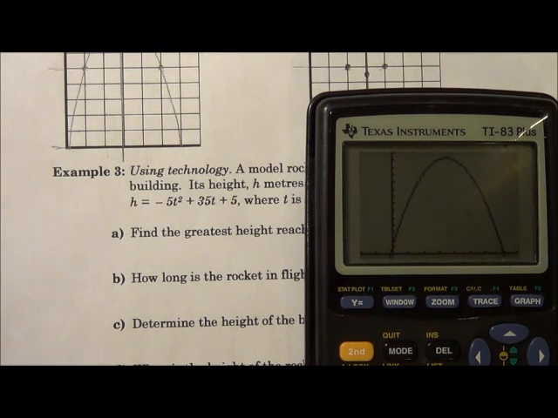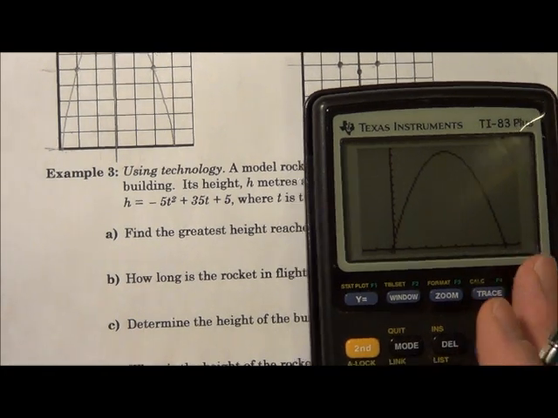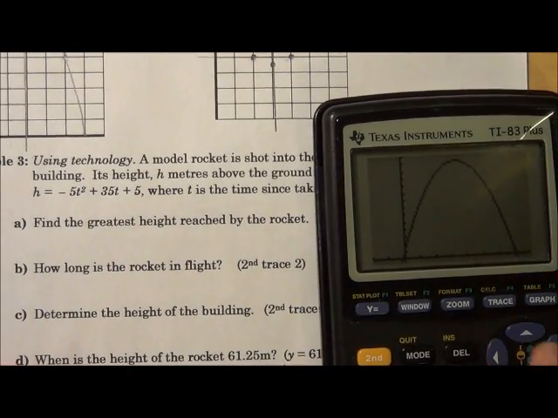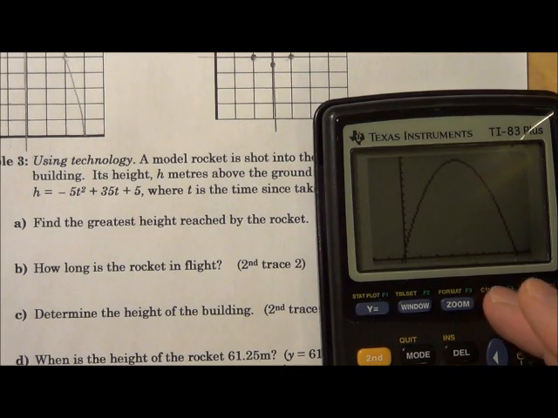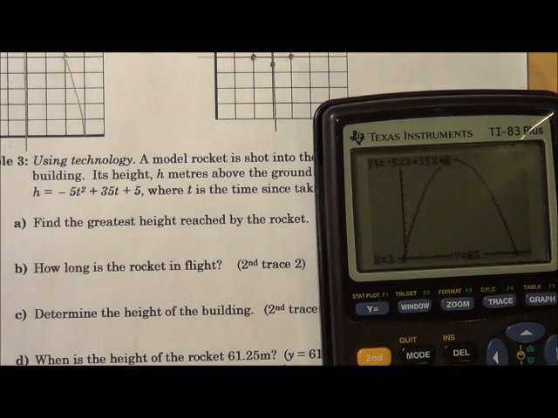Now, we can start doing some guessing if we like. The question asks us, what is the greatest height reached by the rocket? So if we hit this trace button here, we can trace and then just go left and right, and we can see a little cursor on the quadratic that is tracing. As we go left and right, it'll follow along the curve. We can go up here, that looks to be close to the maximum around there, and then we can just continue down there if we really want to.